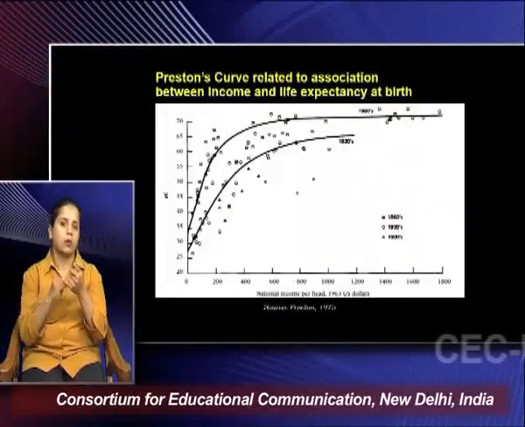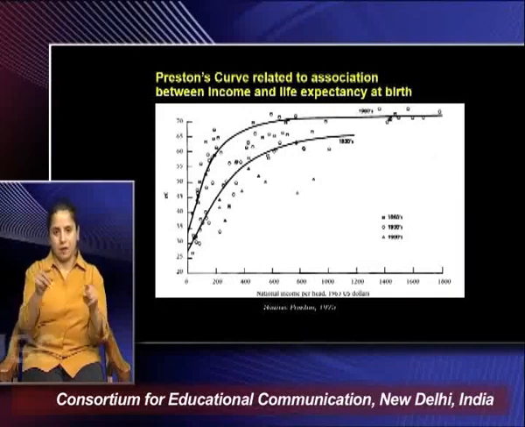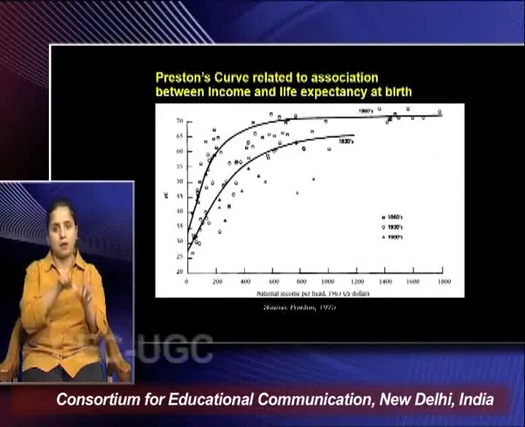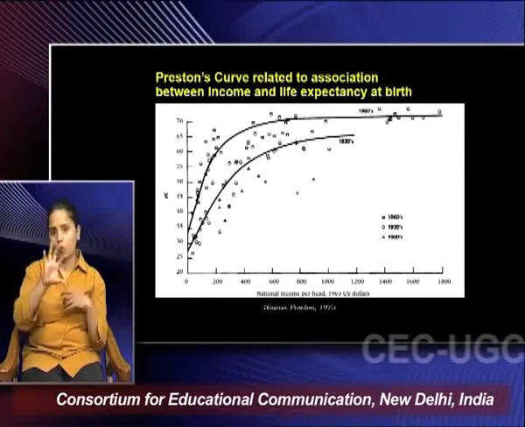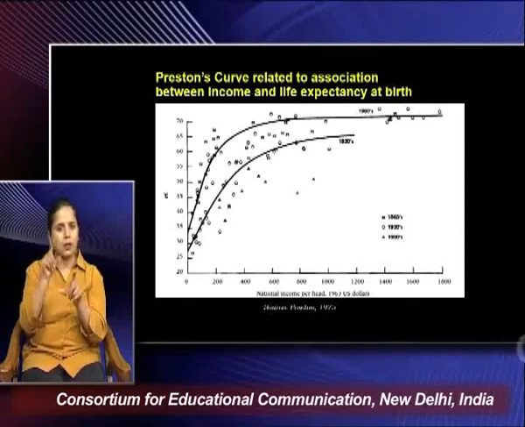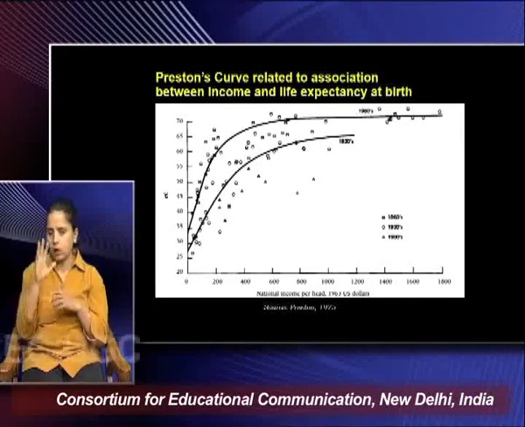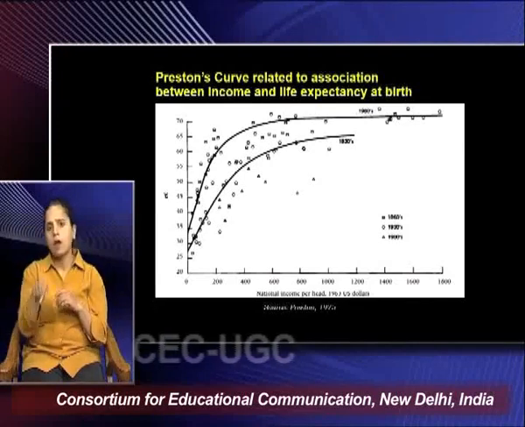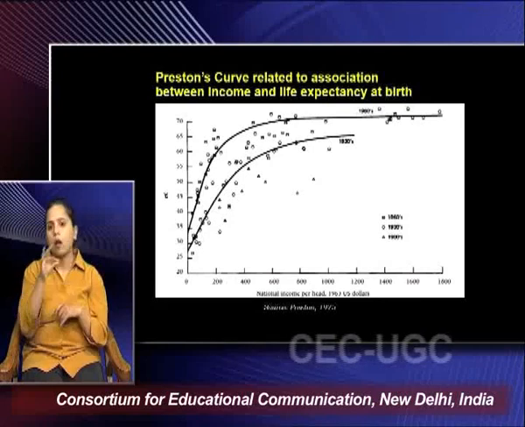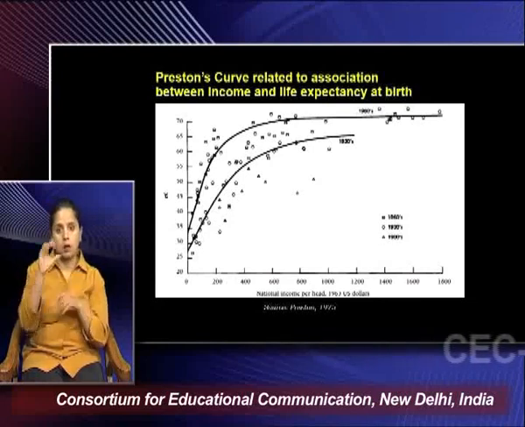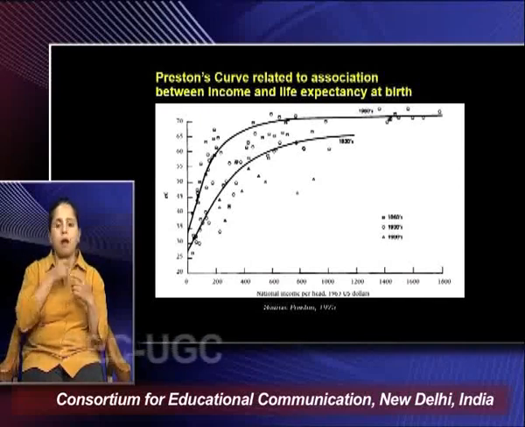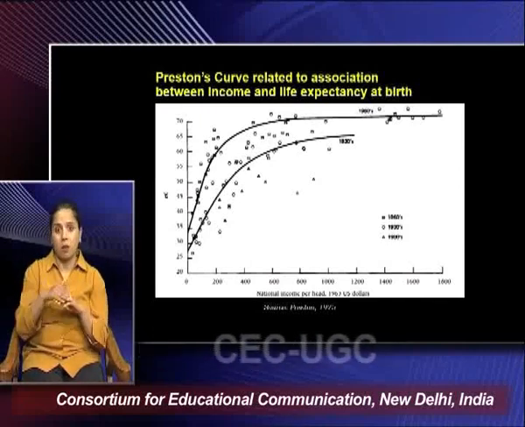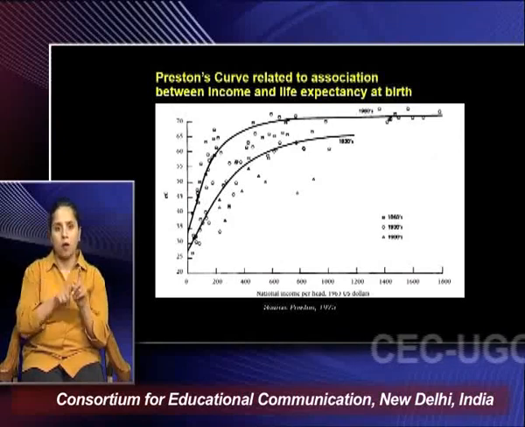So on the x-axis you have the per capita income in US dollars. On the y-axis you have the life expectancy at birth. So these are the countries which have been plotted at different decades. If you see, broadly the pattern is, as per capita income of a country increases, if the per capita income of the country rises, you have a sharp increase in the life expectancy to begin with. But as the income level continues to increase, the curve becomes relatively plateau.